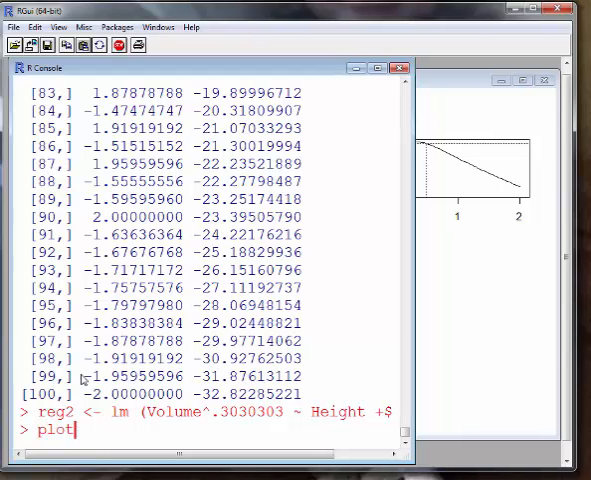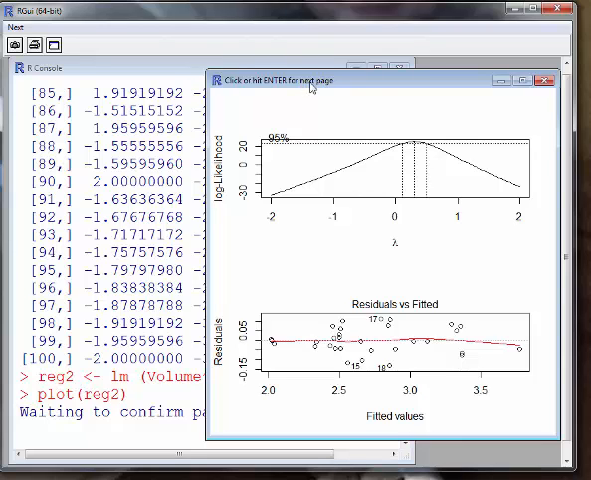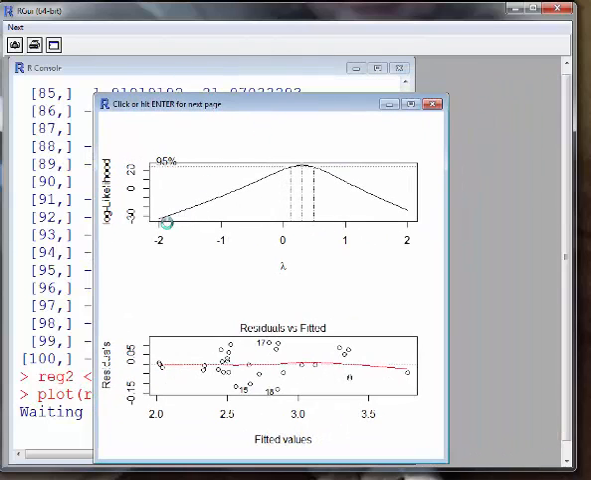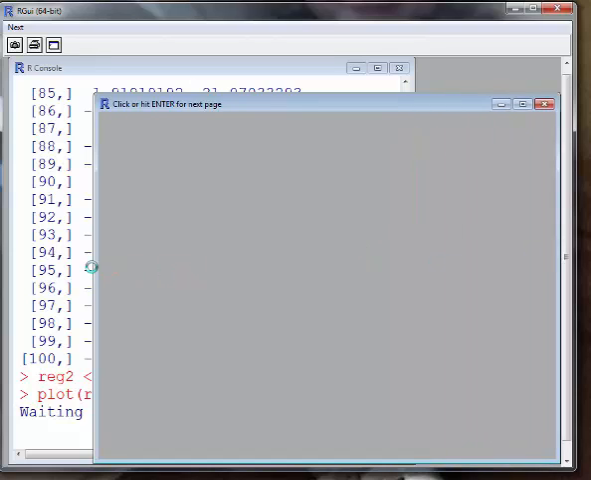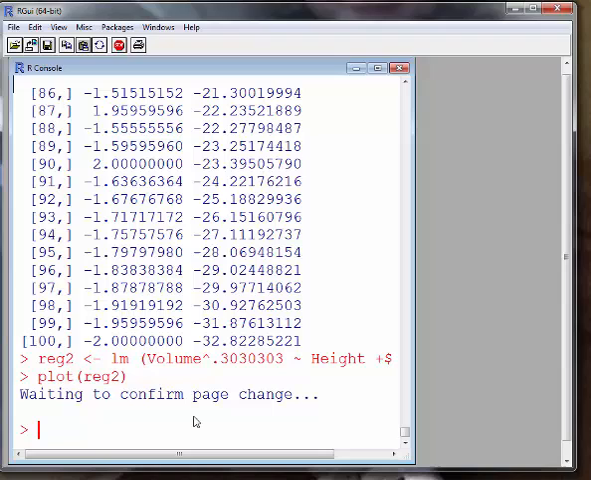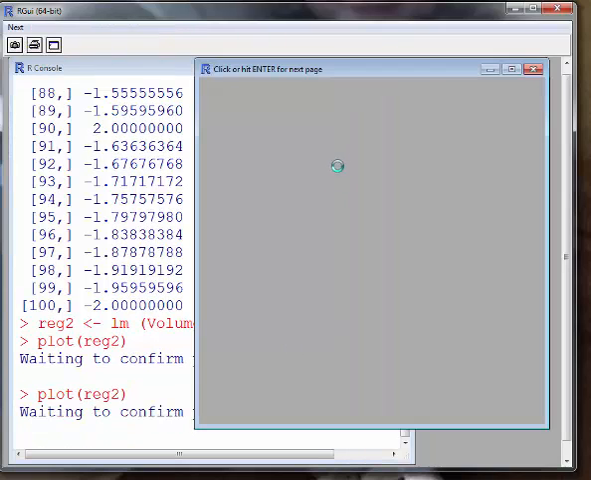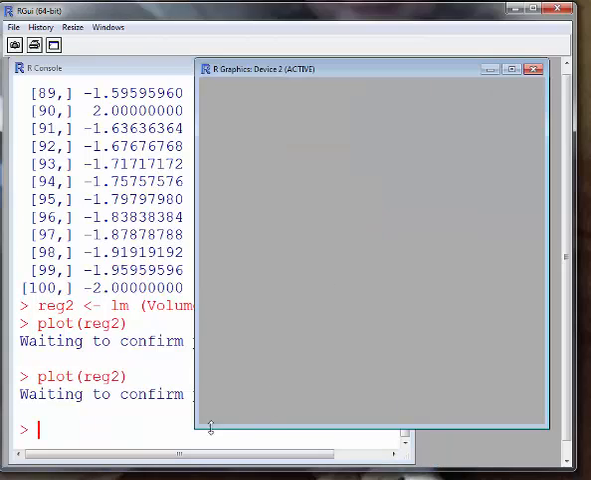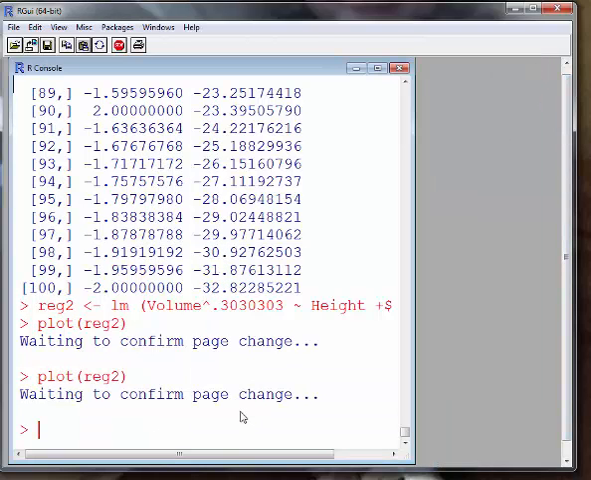And if I type plot reg2, this is kind of neat. You'll see here's my log likelihood function. Here are my lambda values down here. The lambda value that actually maximizes that log likelihood function is right there at about 0.303. Of course, can't see it. It's a funny little thing here. Well, you saw it for a second there. I don't know why it's not popping up now, but let's try this one more time.